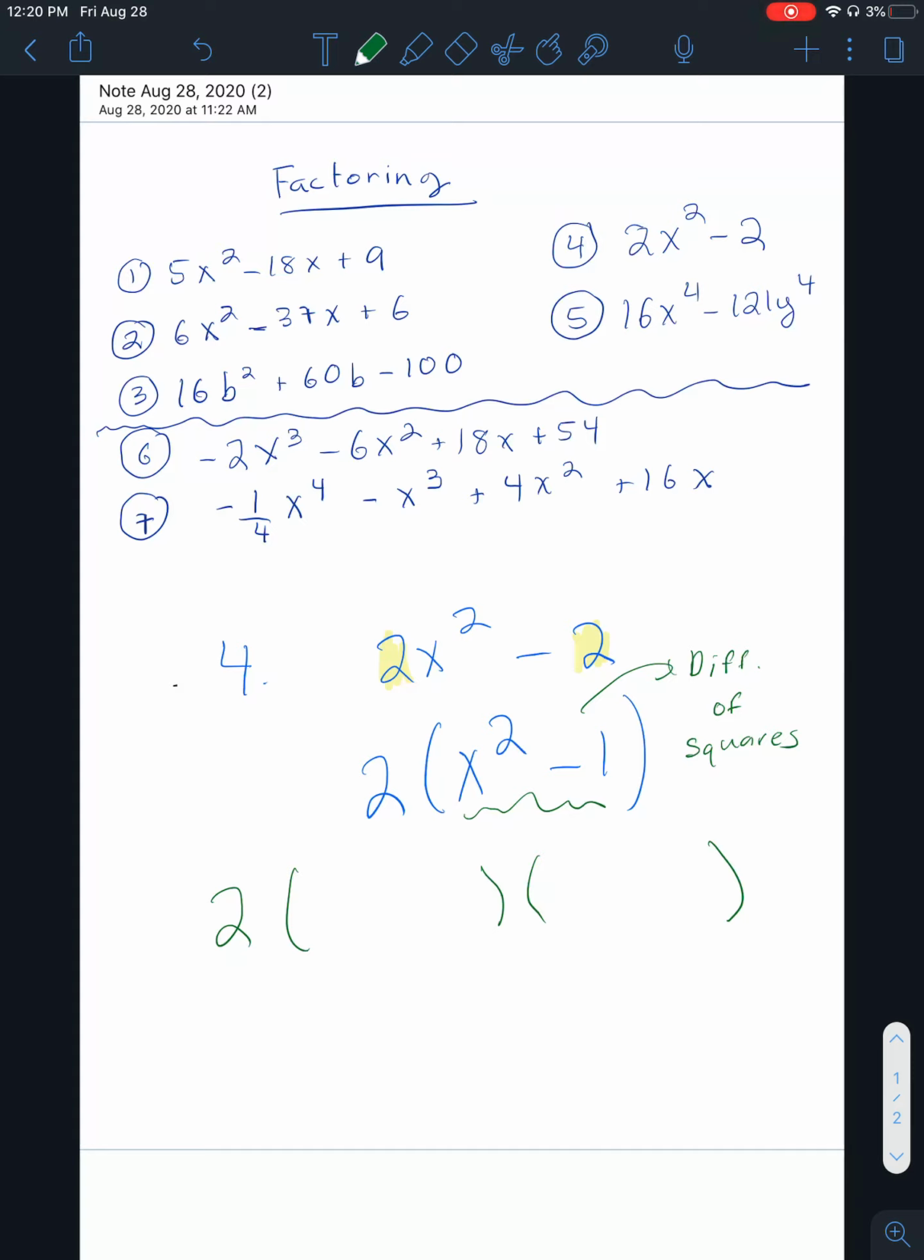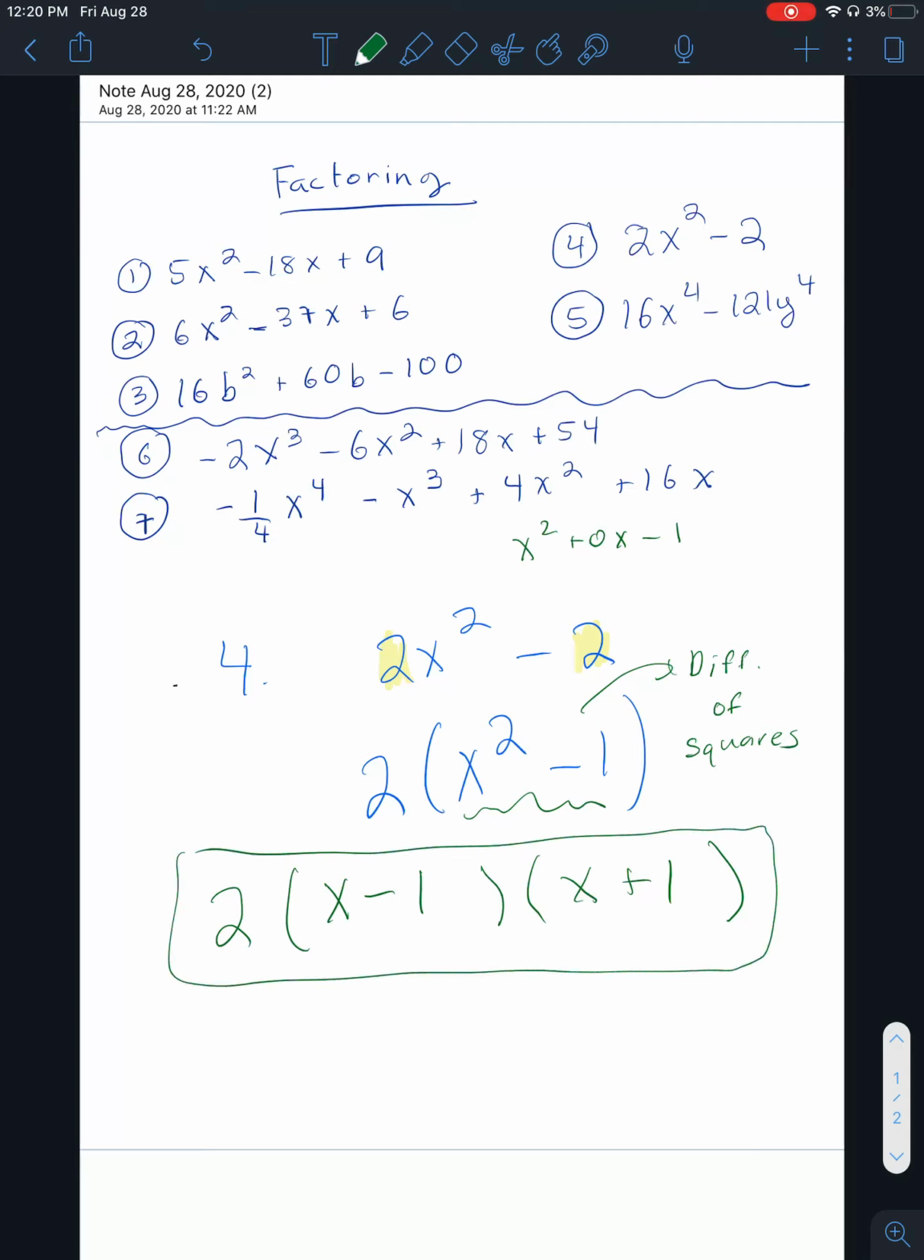If it helps you, you can write it like this. You can think about it like that. But I hope that you see that it's -1 and +1. And it'll always be the opposite signs and the same number. And that's how you factor number 4. And just like that, you're done with that.